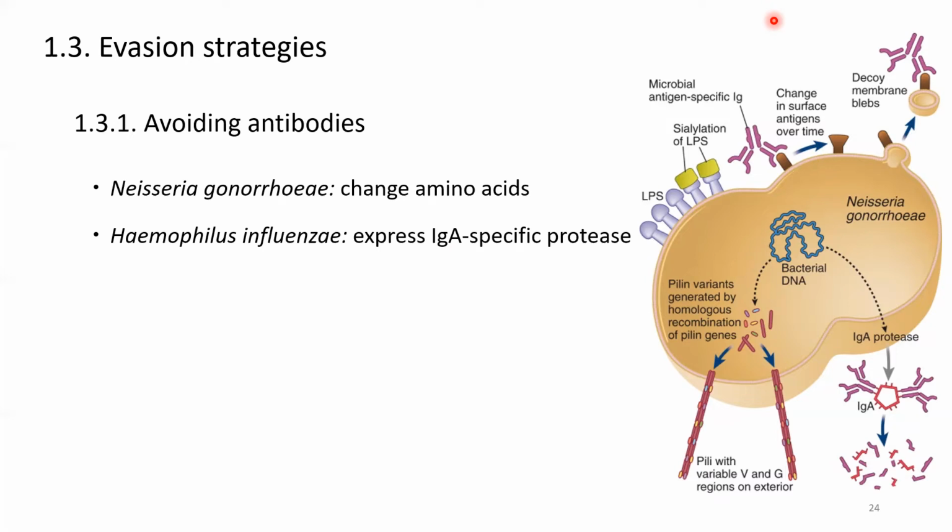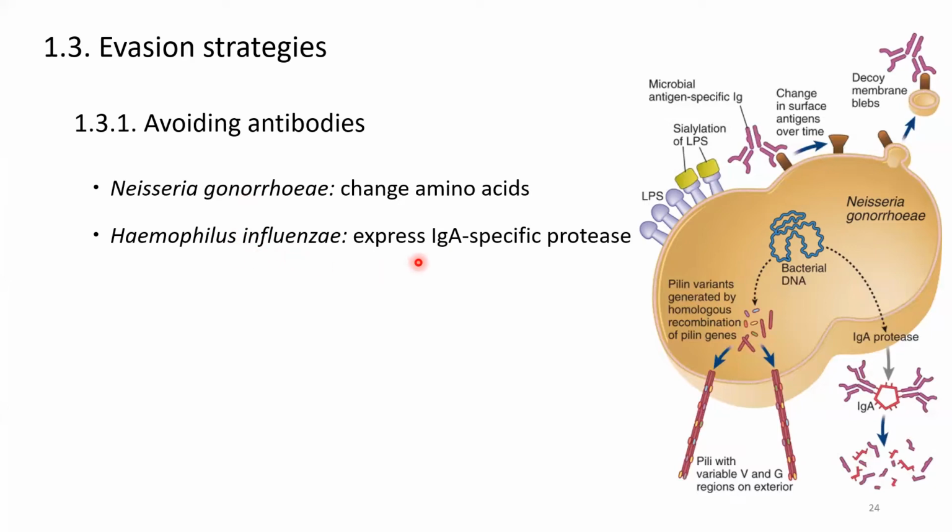I'll give you an example of some bacteria that can avoid antibody function, such as Neisseria gonorrhoeae. Neisseria gonorrhoeae is a gram-negative bacterium. They can change their amino acids on the cell surface. Therefore, even if we got infected with Neisseria gonorrhoeae before and had an immune response against gonorrhea, when they change amino acids, we cannot recognize this new form of Neisseria gonorrhoeae.